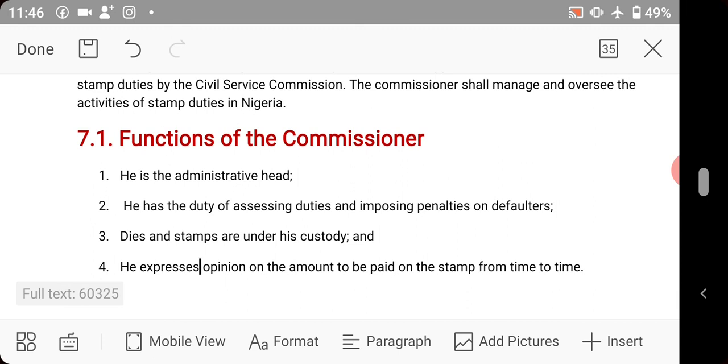Now, stamp duty is rarely tested in terms of theory, but it comes out plenty in terms of OBJ. So read this up and answer questions, your past questions, so that we can know what we are talking about.